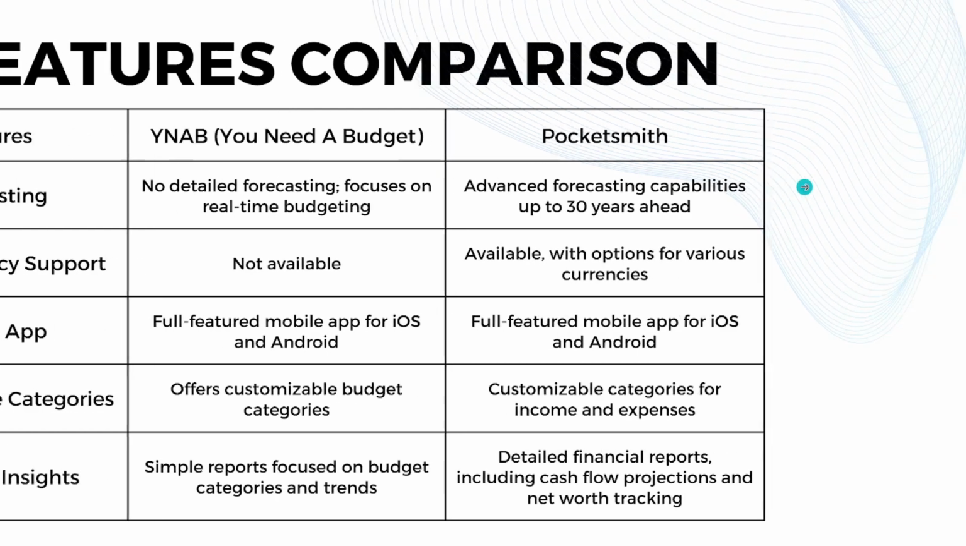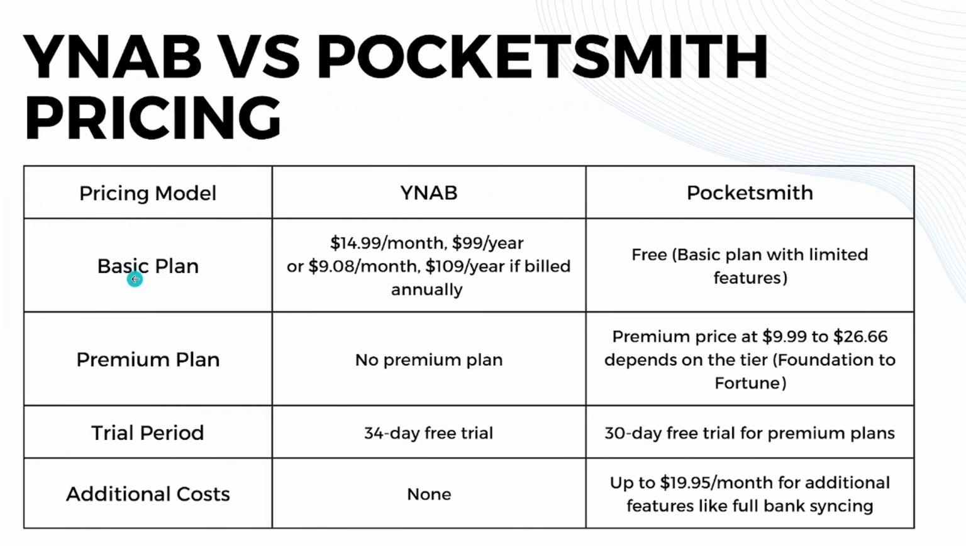Now let's go to pricing. For the basic plan, YNAB offers $14.99 per month or $109 per year if billed annually. So that's it for the basic plan. While Pocketsmith's basic plan is actually free but with limited features.